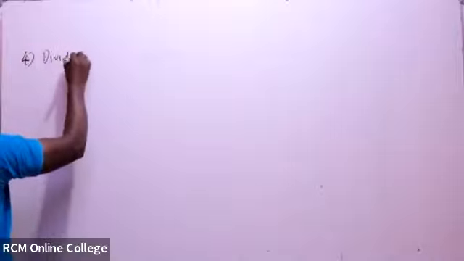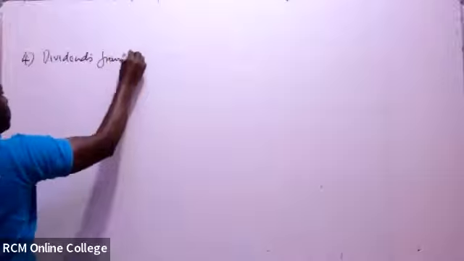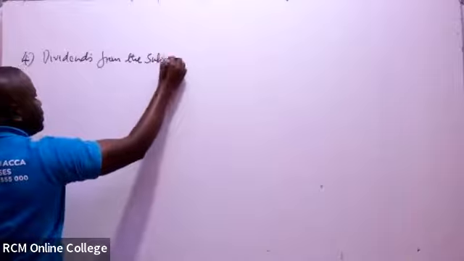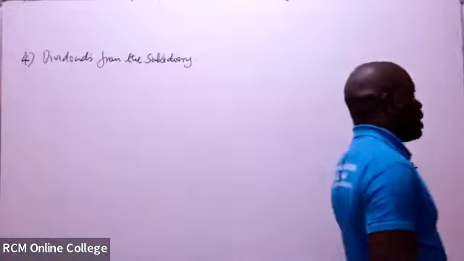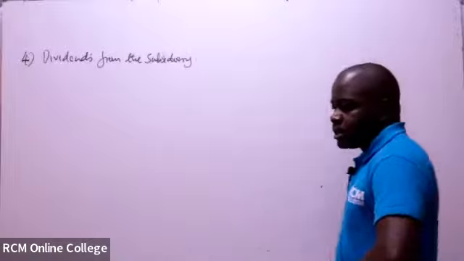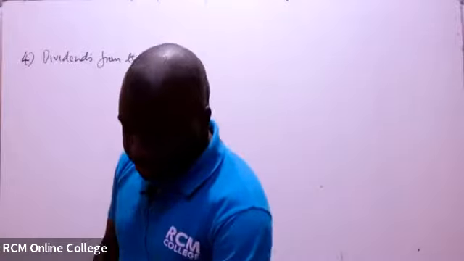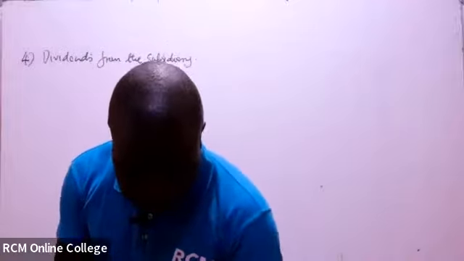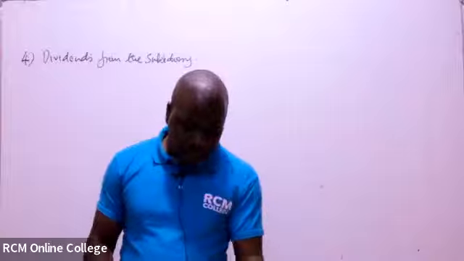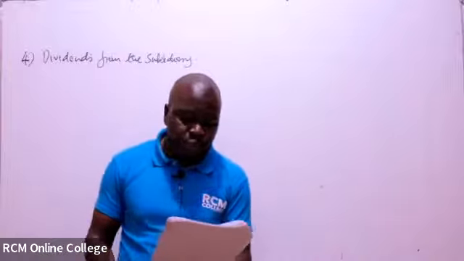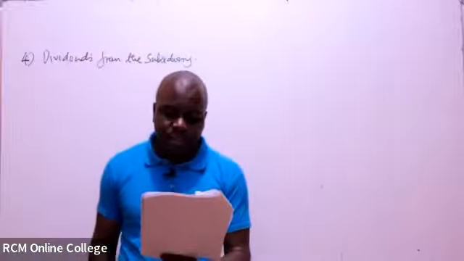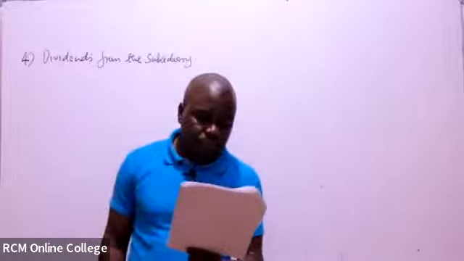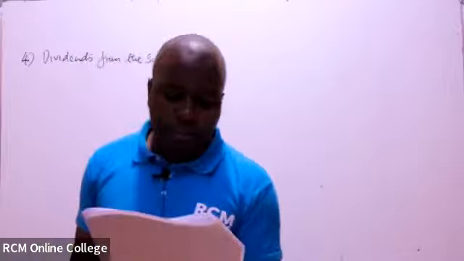So number four, dividends from the subsidiary. What happens if there's a dividend from the subsidiary? Dividends is the distribution of profits to the shareholders.